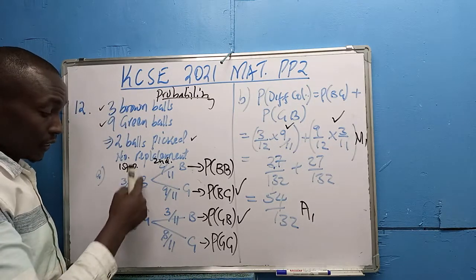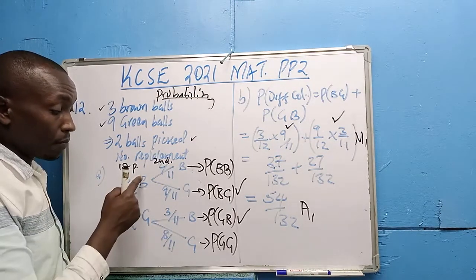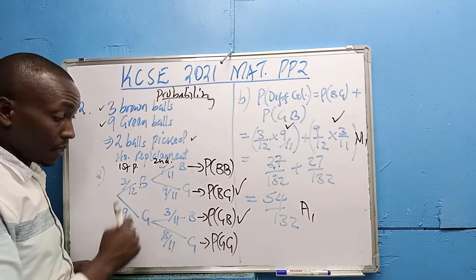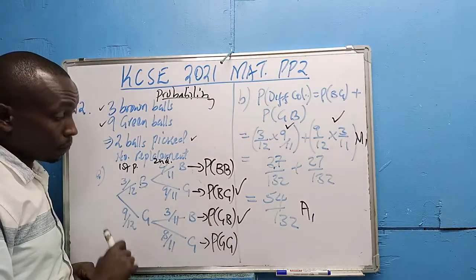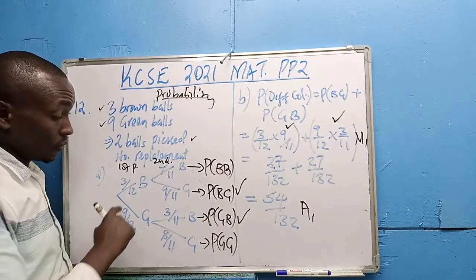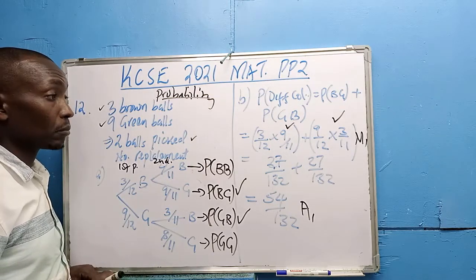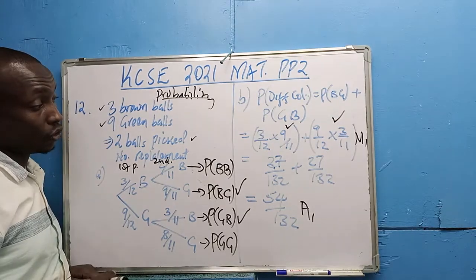Remember, we say these two occurrences are mutually exclusive. So they are the branches of the tree. The brown and the brown, those two are independent, so they are the continuation of the branch. Otherwise, the student needs to revise probability well. That's question number 12.